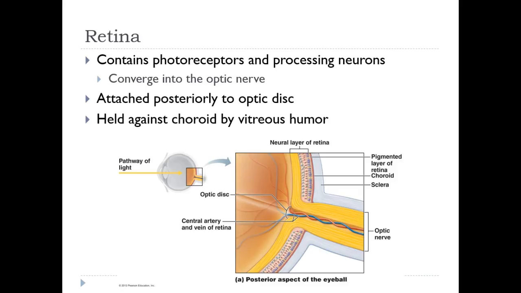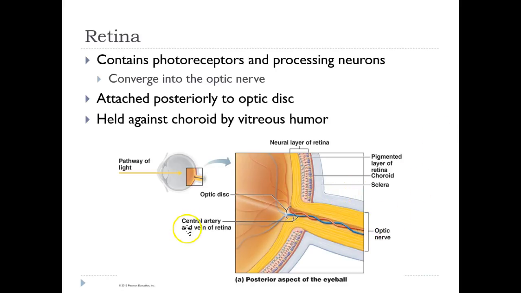If we go to the retina, that's going to be at the back end of the eye. That's where those photoreceptors, specifically called rods and cones, are. And they converge at that optic nerve, which is also where we call the blind spot, and is going to start to send that message up to the brain.